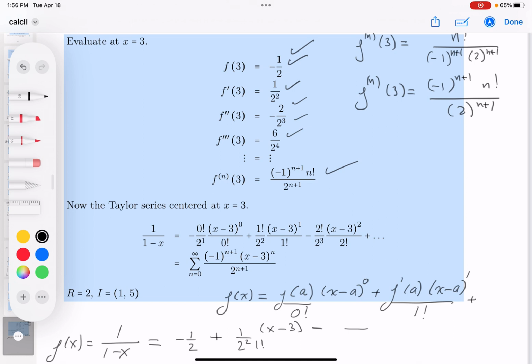It's going to be what? I get 2, I get 2 cubed. And then I'm going to get x minus 3 squared. Plus, now before I go any further, it's important I start to realize that this is really what's giving me the pattern over here.